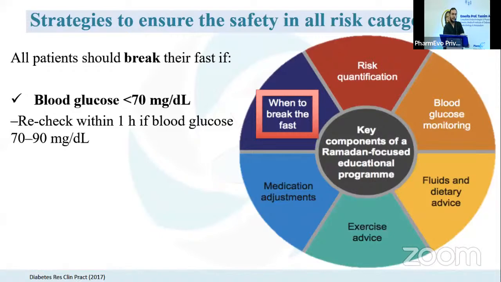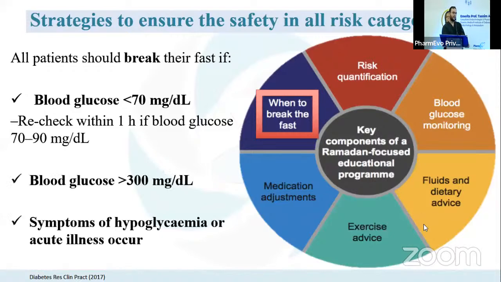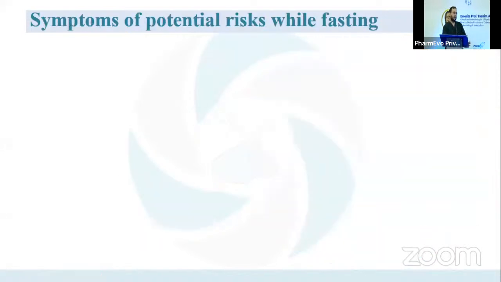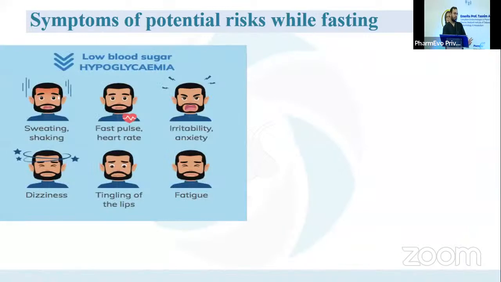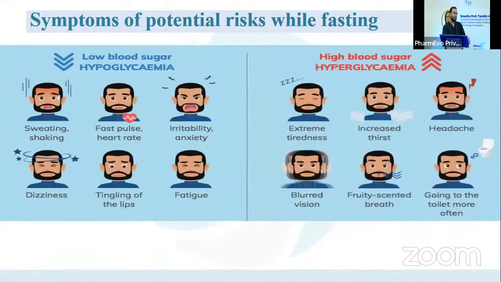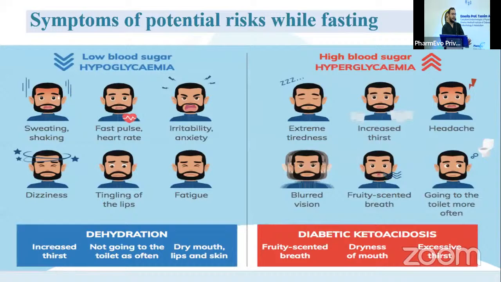We should also educate our patients about the symptoms of these complications, like hypoglycemia: sweating, shaking, fast heart rate spells, etc. High blood sugars, and then dehydration. We have to tell them that if they feel increased thirst, are not going to the toilet as often, and have got dry mouth, lips, and skin, that may be a telltale sign of dehydration.